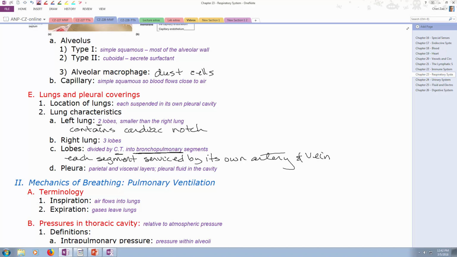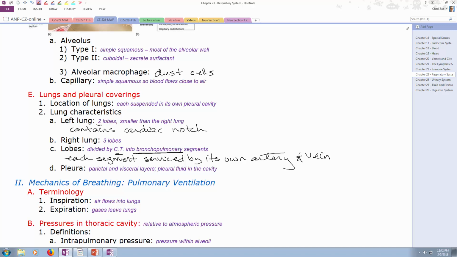Pleura, we have parietal and visceral layers. Parietal layer is on what surface? On the rib cage, so it's on the inside of the ribs, correct? And then the visceral is on the surface of the lungs. In between is the pleural cavity, and in the pleural cavity is some pleural fluid. And what color do you think the pleural fluid is?